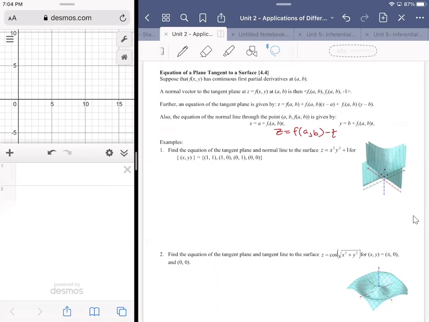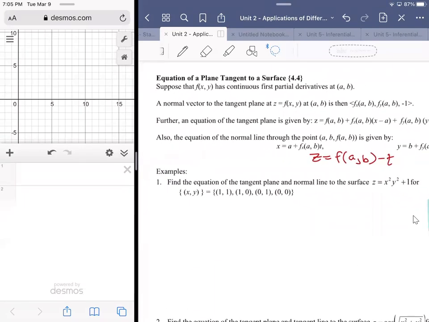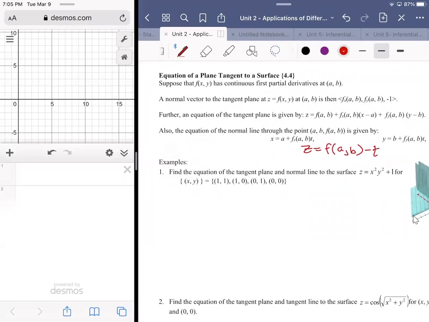So you can see the first example. You're finding the equation of a tangent plane and the normal line to the surface z equals x squared y squared plus 1 for all of these points. It's a daunting sounding problem, but it's actually pretty straightforward. What we need to do is first find the partials with respect to x and y. Now z is also known as f of x comma y. So I'm finding f sub x related to this expression.